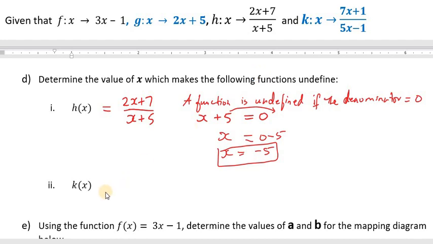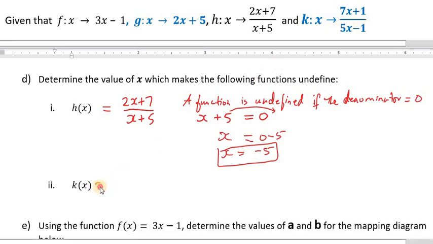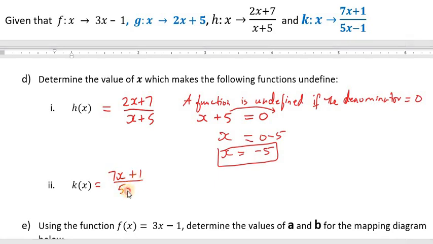All right, what about this one? k of x. In other words, what would be the value of x? What value of x will we put here, that when we put it in this function, it actually works out to something over 0, which means that it will be undefined as well. So what we do, again, let's write the function: 7x plus 1 over 5x minus 1. Take the denominator, 5x minus 1, set it equal to 0. Now we need to find what the value of x will have to be to get this to be 0. In other words, the denominator will become 0.